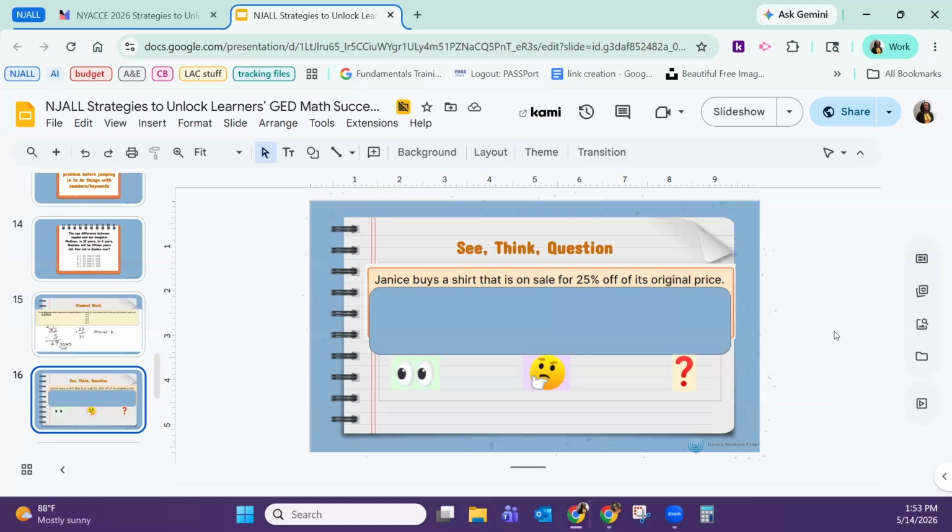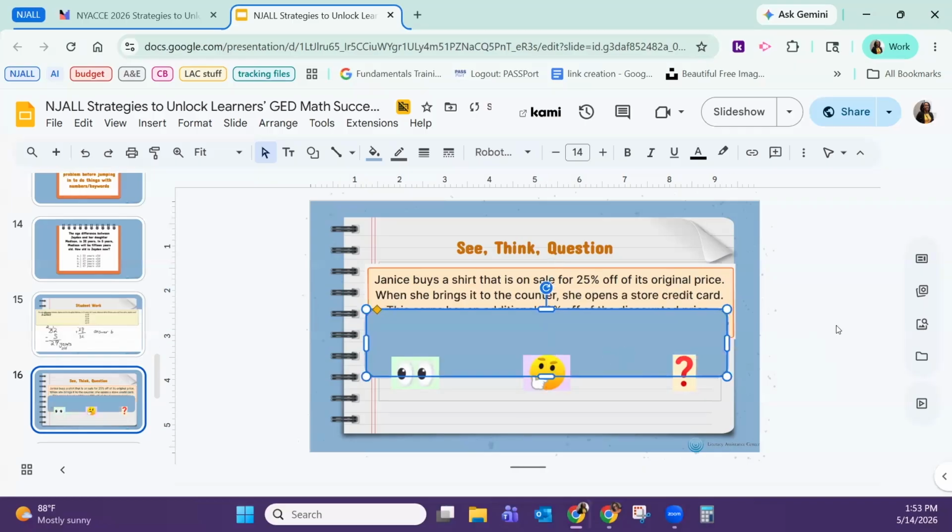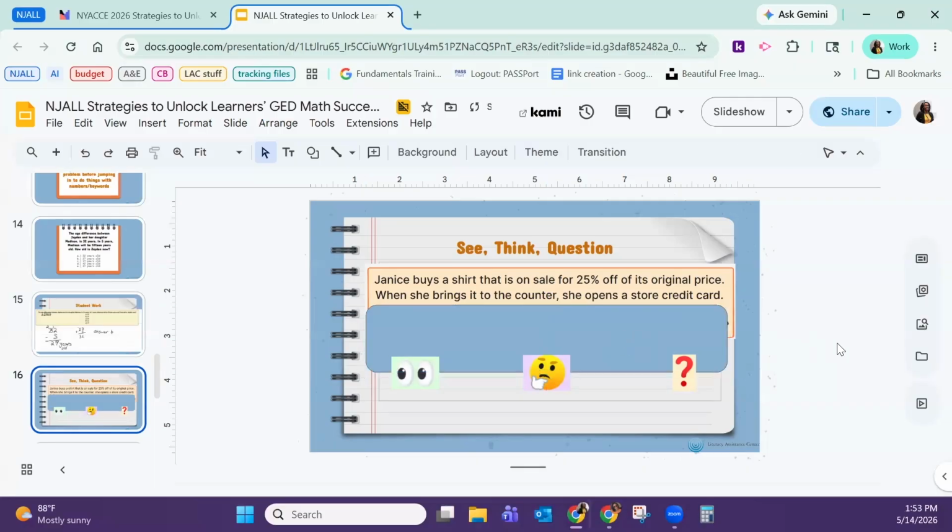I am going to have to move us along. Next part, I would reveal the next part. When she brings it to the counter, she opens a store credit. One thing you see, one thing you thought, what's a question you have? So Amber had noticed the 25% off in the first sentence. Got it. Thank you.